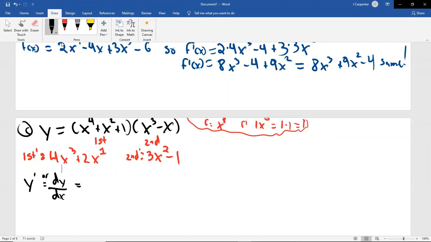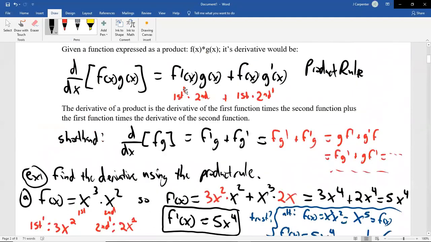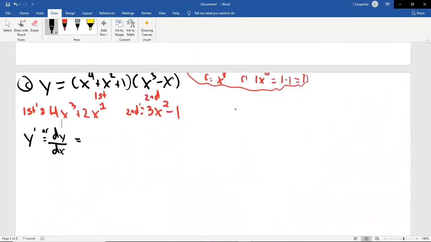There's a lot of freedom with the order you write things. I just like to be consistent for now. Once again, the derivative of the first times the second plus the first times the derivative of the second. So I'll do the derivative of the first and the derivative of the second and the second. So the derivative of the first, that's red, 4x cubed, red, plus 2x, I'm not going to write the first power.